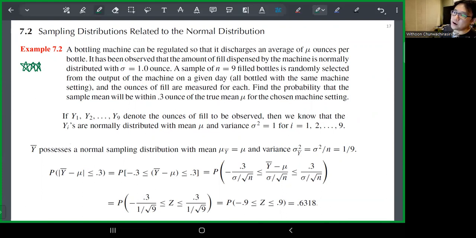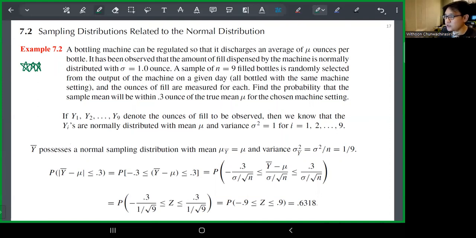So a sample of 9 filled bottles is randomly selected from the outputs of the machine on a given day. So you're doing quality control once again, and the ounces of fill are measured for each. So you check 9 bottles and see how much is going to be off from the average. Find the probability that the sample mean will be within 0.3 ounce of the true mean for a chosen machine setting. Do you get that one, right?